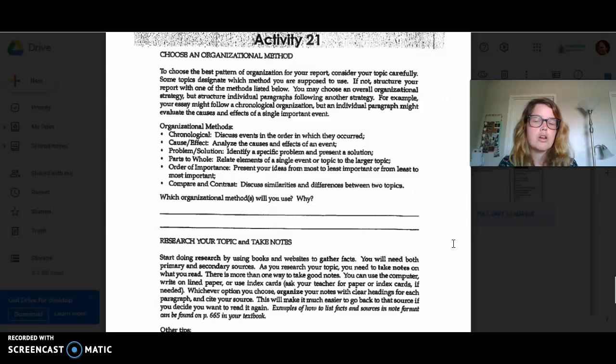So I chose chronological. Why? Because it makes the most sense. I wouldn't want to explain how great freedom was without showing the turmoil that it took to get there.